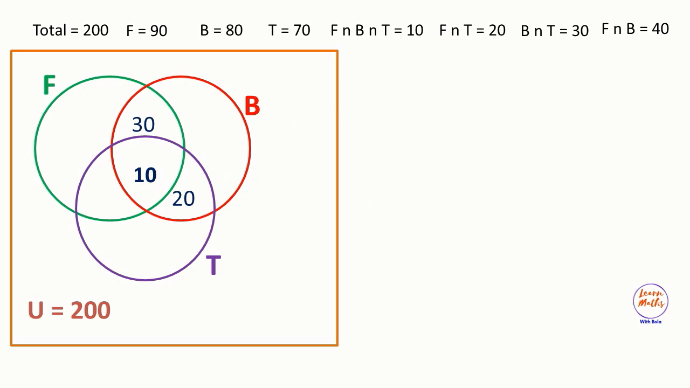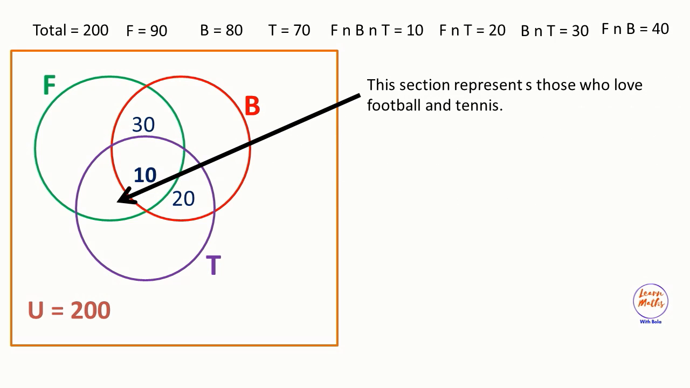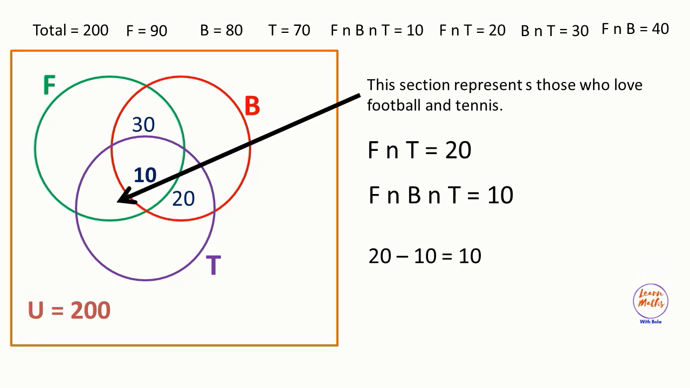We'll go on again to check for those who love football and tennis only. Football and tennis only. So football and tennis is 20. And in that 20, we have the 10 who love all three sports. So we'll have 20 minus 10 to give us 10. Now we have done the intercepts. What we have left is to know those who love only football. They do not love any other sports except football. Then those who love only basketball and those who love only tennis.